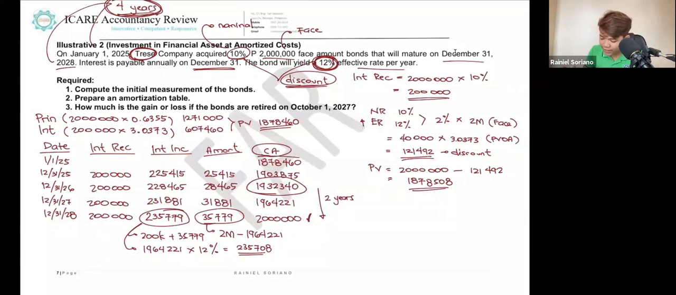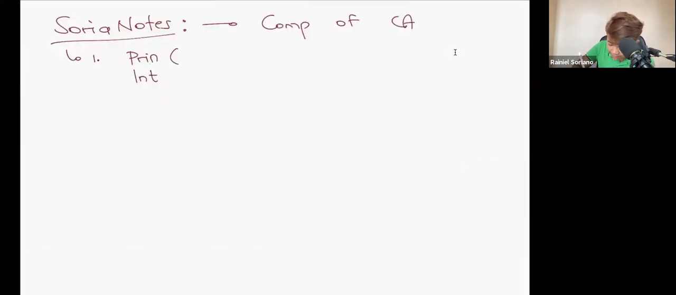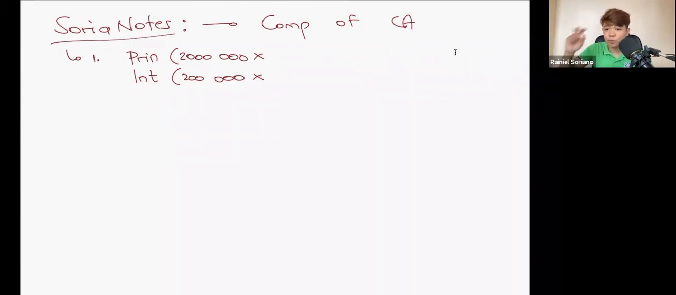So ipi-present value natin itong 2 million na principal, and then yung 200,000 na interest, but this time, 2 periods lang. So, compute ulit natin yung present value factor. This time, 2 periods, 12% ulit. Ilan yung present value of 1 using 12% for 2 periods? 0.7972. Then present value of ordinary annuity, 2 periods lang din, 12%. This is equal to 1.6901.